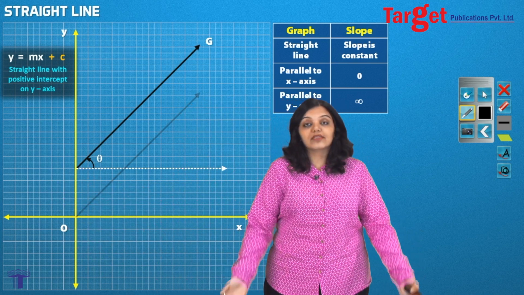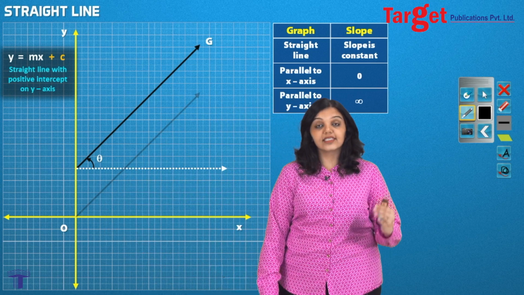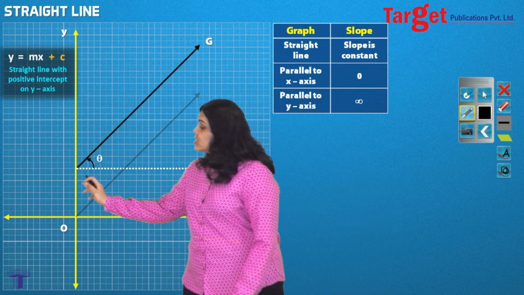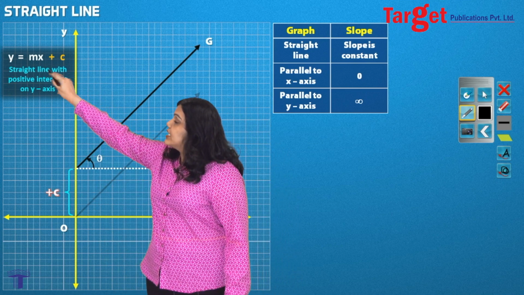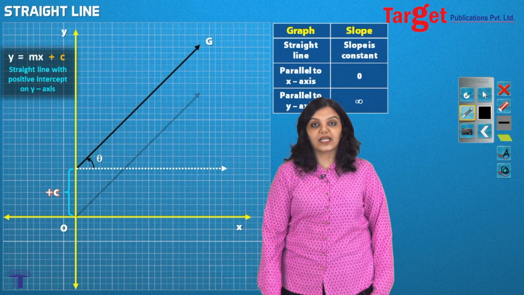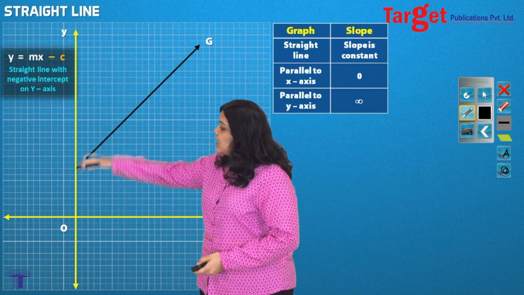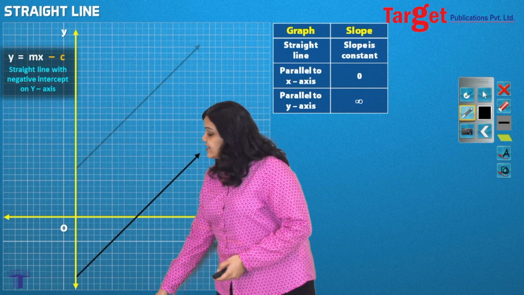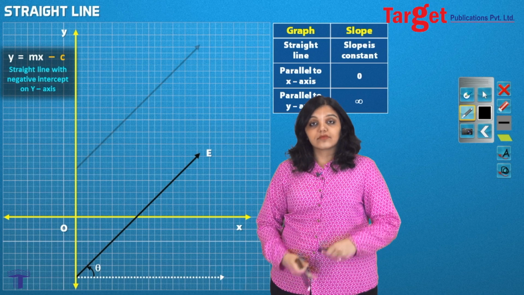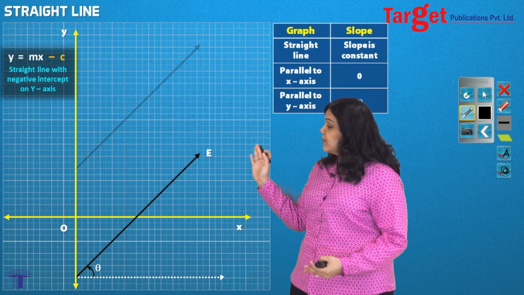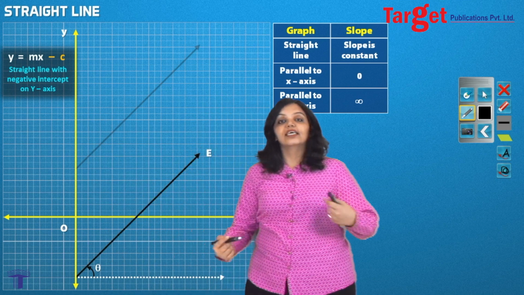This portion is nothing but the y-intercept. This line below was y is equal to mx. It had no y-intercept, but this one does. And this is that plus c that is here in the equation y is equal to mx plus c. And similarly, you could have a negative y-intercept. The difference between this line and this line is that this line has a negative y-intercept. Again, the angle is the same, the shape of the graph is the same, but what is different is that now the intercept is negative.